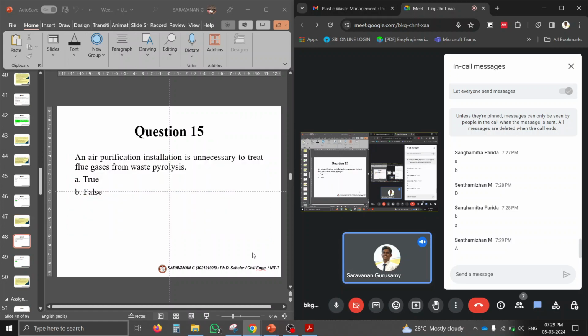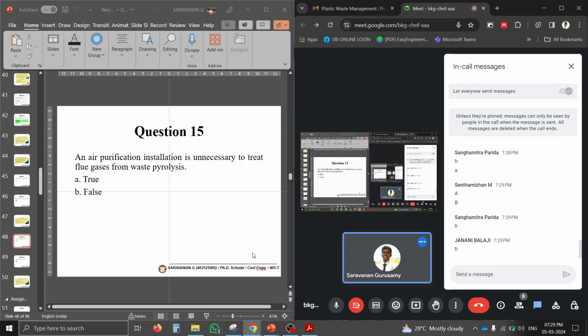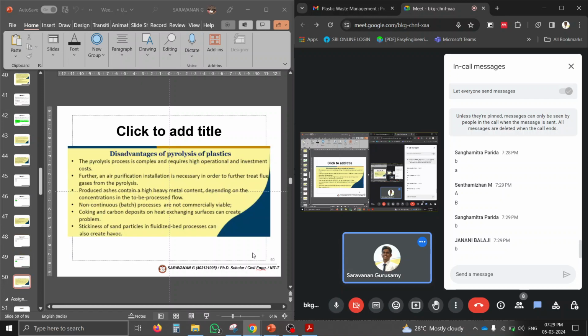An air purification installation is unnecessary to treat flue gases from waste pyrolysis. True or false? So air purification is required for incineration, and both pyrolysis and incineration require an air purification system. Here it is mentioned as unnecessary, so it's false.